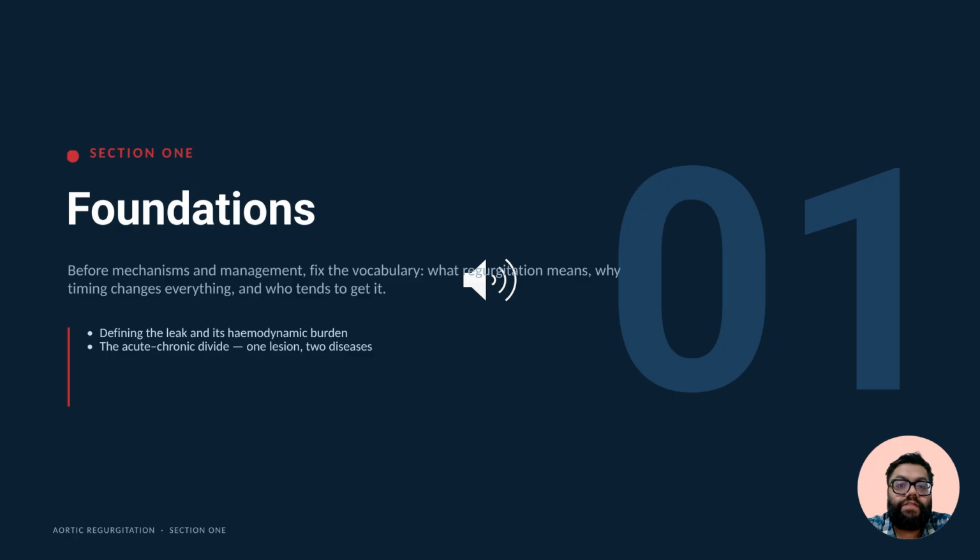Welcome to aortic regurgitation. Before we touch mechanisms or management, this first section lays the foundations, and it is worth getting them rock solid because everything downstream depends on them. We will start by defining exactly what regurgitation is: blood leaking backwards across a valve that should be one way, and the haemodynamic burden that places on the heart.